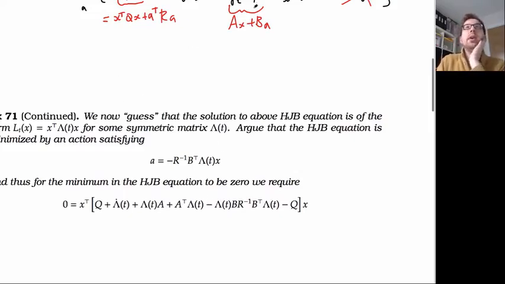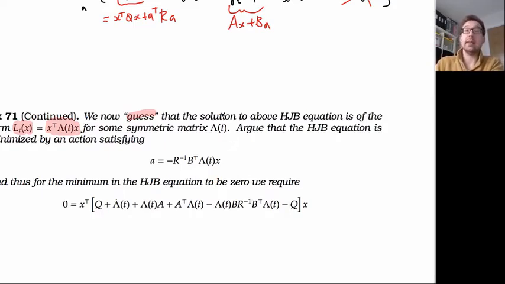Okay, so now we're going to guess that the solution of the HJB equation is of the following form, that the loss from time t onwards looks like this, that it's of the form x transpose lambda x. Again, we've got some symmetric matrix, and we're applying x to either side of it. Remember that if we find the optimal solution to the HJB equation, then it is the optimal solution overall.